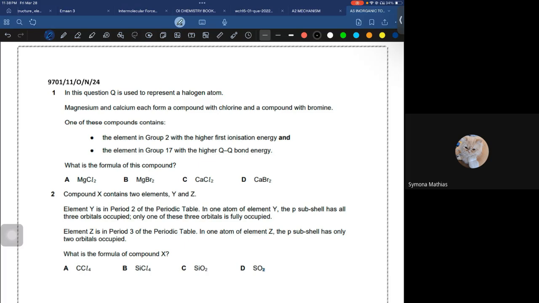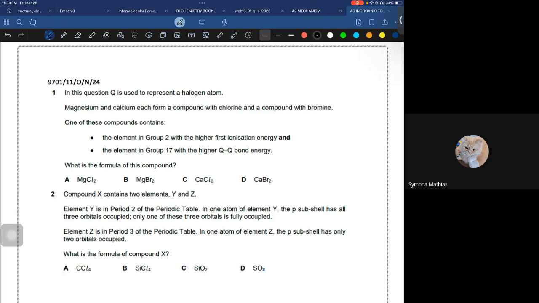Sir, is it A? Okay. Q is used to represent the halogen atom. Magnesium and calcium each form a compound with chlorine. Of course, this is an ionic compound, and a compound with bromine. One of these compounds contains the element in group 2 with the highest first ionization energy and the element in group 17 with the higher Q-Q bond energy. What is the formula of this compound?